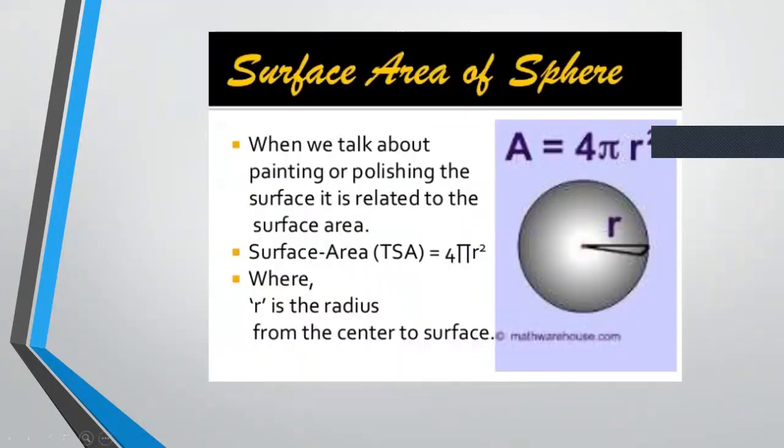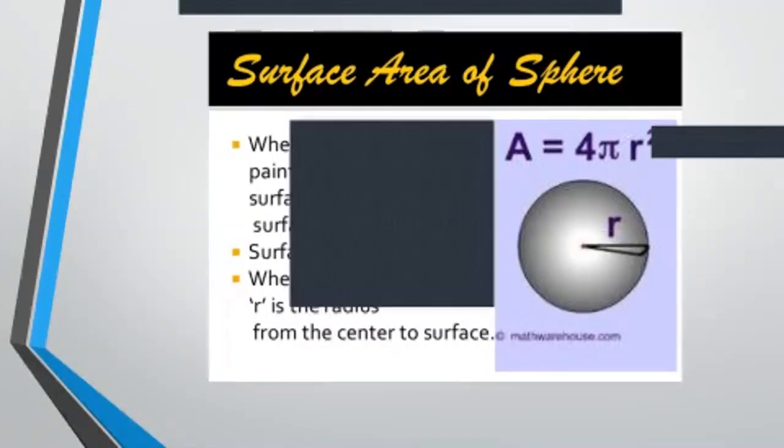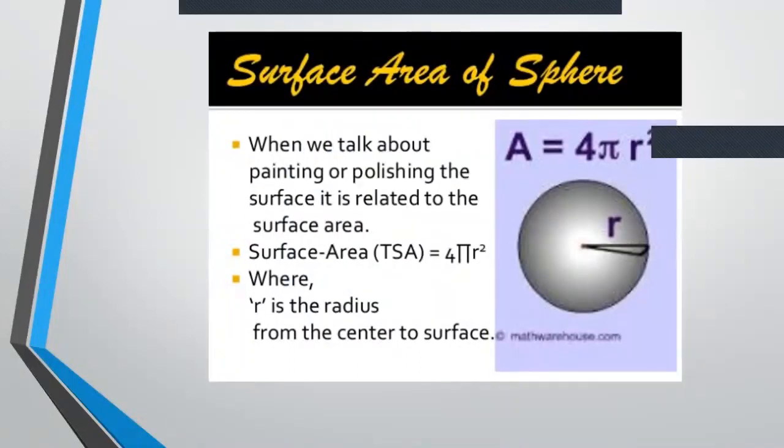So what is the surface area first? Everybody put the heading as surface area of a sphere. So the surface area of a sphere is nothing but 4 pi r square. You can call it the surface area or the total surface area. It is the same when we are talking with respect to a sphere.